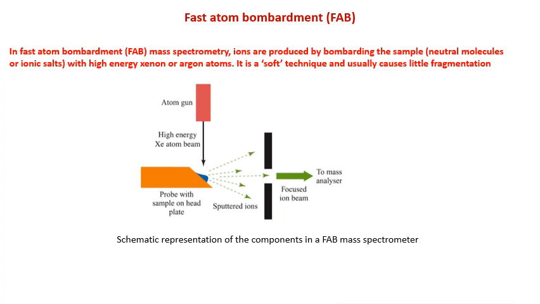Now there are certain parts to understand. When the instrument is run in positive mode, the atom bombardment of the sample leads to different fragmentation, and when it is run in the negative ion mode, it gives some different components which need to be analyzed in order to understand the FAB method. Now I'll come to that part.